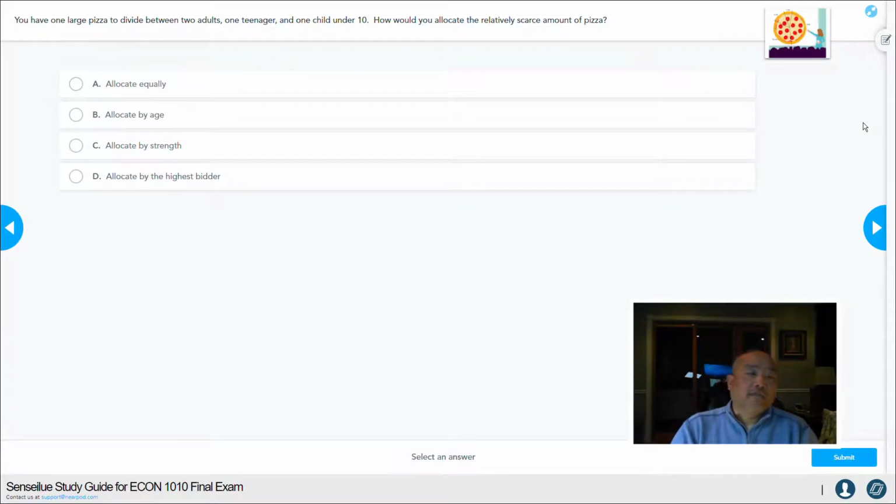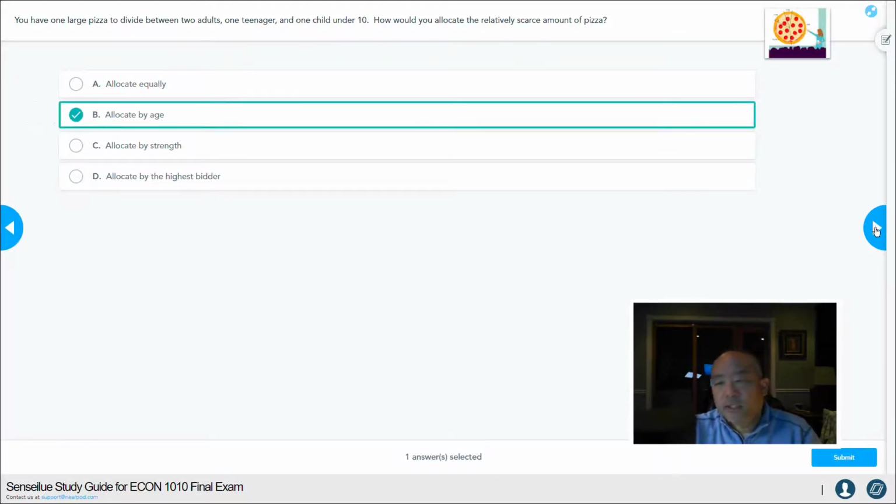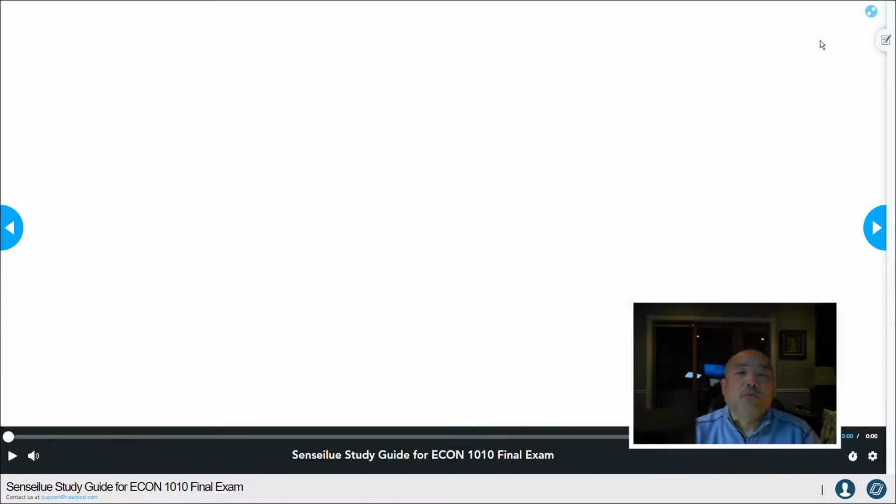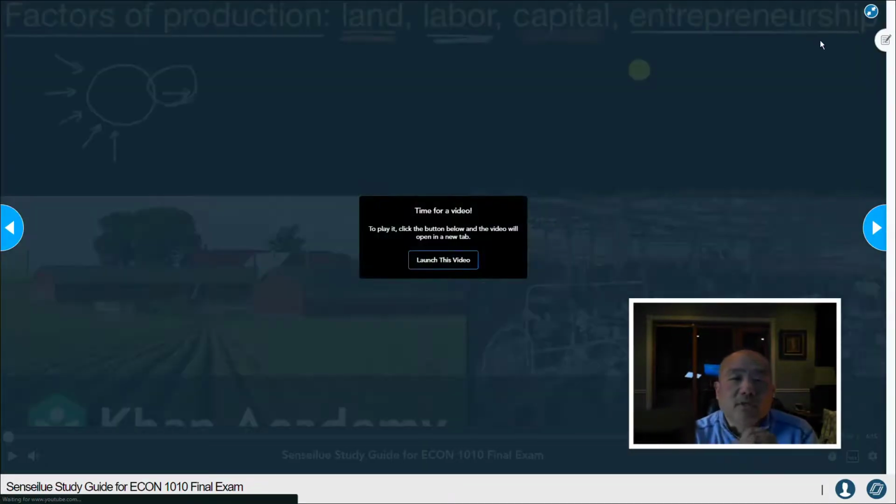We have one large pizza to divide between two adults, one teenager and one child under 10. How would you allocate the relatively scarce amount of pizza? Okay? This is what economics is all about, folks. Economics is about the allocation of scarce resources. So this is just a poll. I might allocate by age. But that's random. There's no set answer. It simply demonstrates the science, or the social science, behind economics.